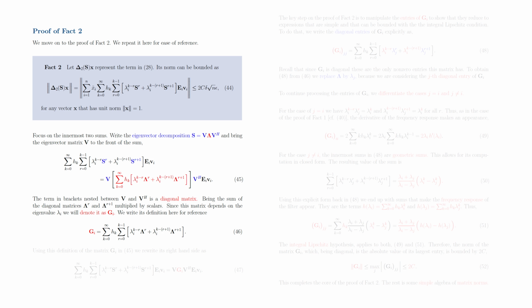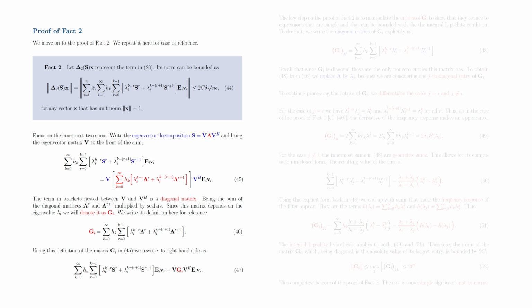The term within brackets, the one that is nested between V and V Hermitian, is a diagonal matrix. This is true because it is the sum of the diagonal matrices lambda to the power of r and lambda to the power of r plus 1 multiplied by scalars. We define a matrix to represent this term. Since the matrix depends on the eigenvalue lambda_i, we will denote it as G sub i. We state this definition in equation 46.